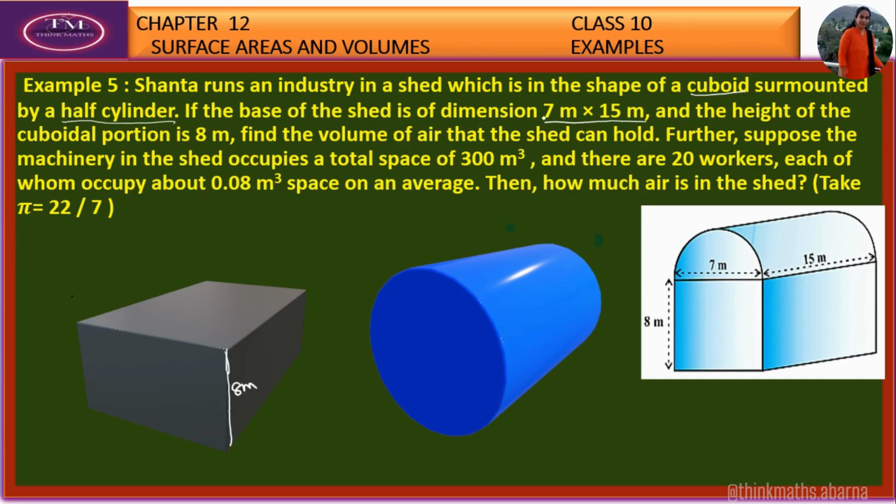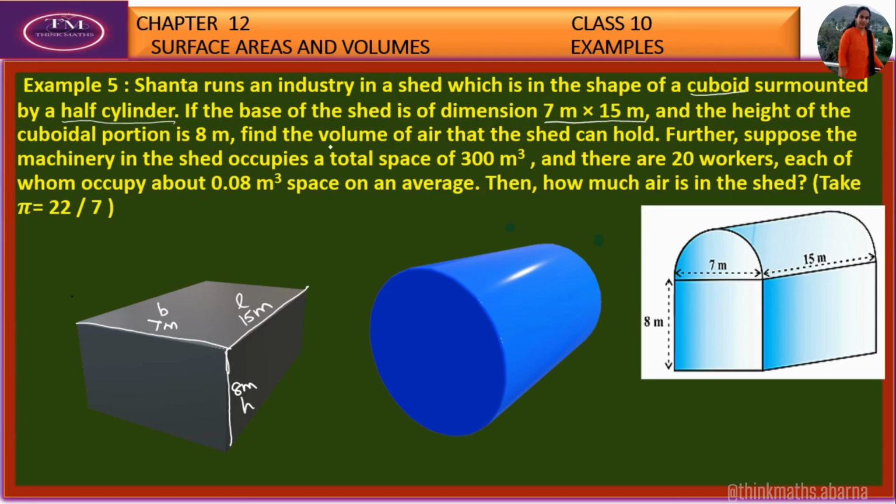Next, this is length and breadth. So length will be more, so this will take 15 meter. Length will take 15 meter, and breadth will take 7 meter. So this is length, this is breadth and this is height. So we found the values of L, B and H.